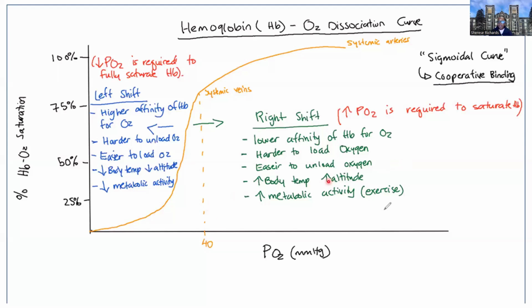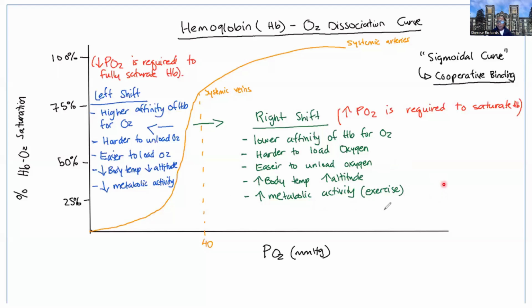With increased metabolic demand, you're making more CO2. That is creating the carbamino hemoglobin, which is an example of the right shift, where oxygen and hemoglobin are not very attracted to each other, right? It's harder to load, easier to unload, okay?